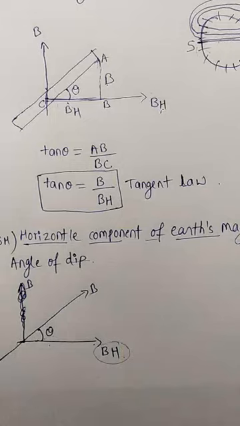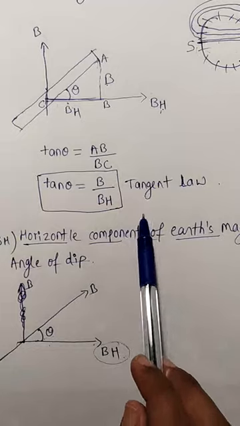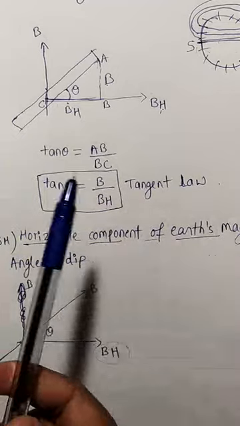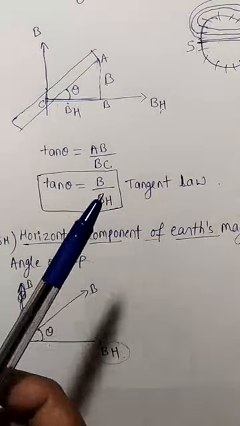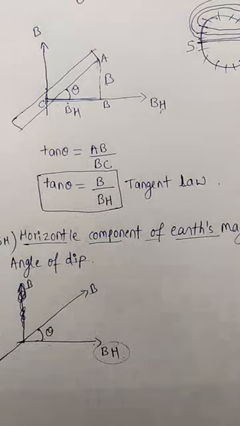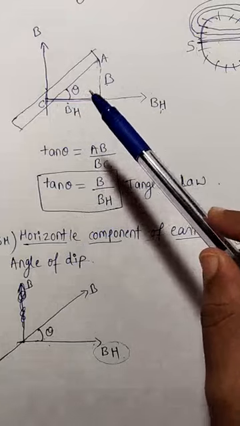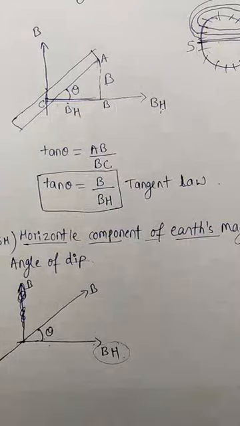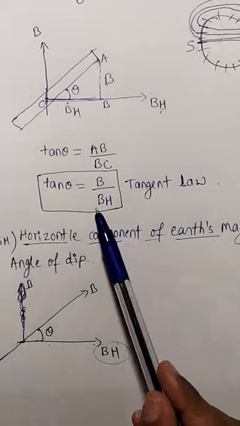Okay, so in today's class we studied these 3 things. First, the tangent law, second, the horizontal component of Earth's magnetic field, and third, the angle of dip. In the next class we are going to discuss the Helmholtz galvanometer. For the Helmholtz galvanometer also we apply the tangent law, because there also the needle deflects and comes to the rest position. Whenever the magnet comes to rest position, it makes an angle with the BH, and with that angle we can readily find the BH value.